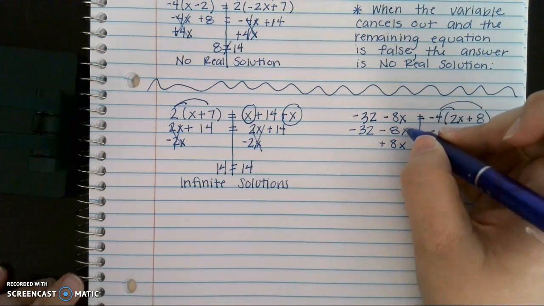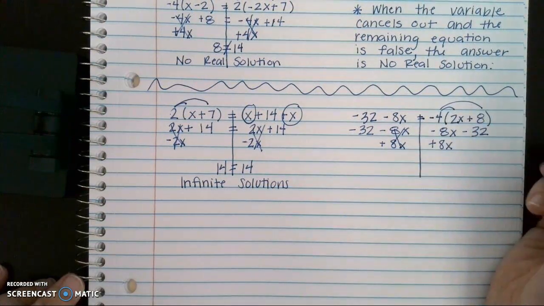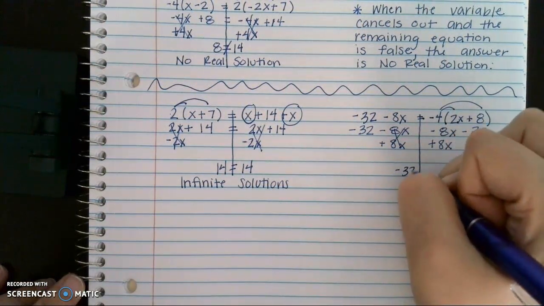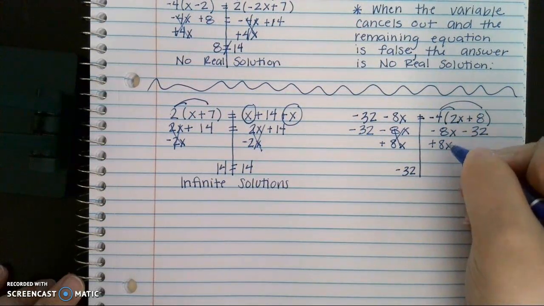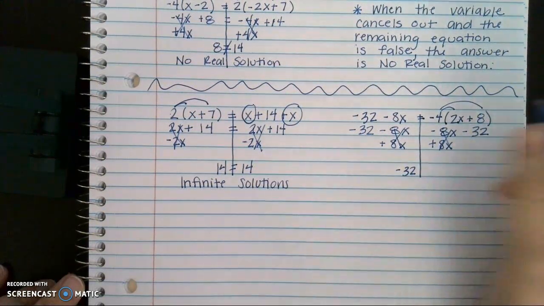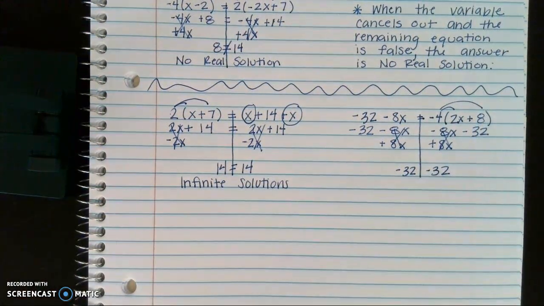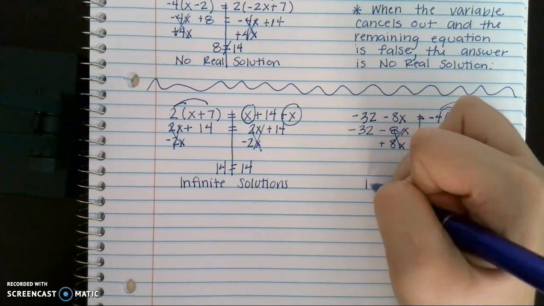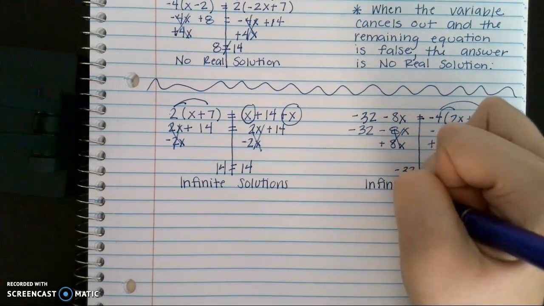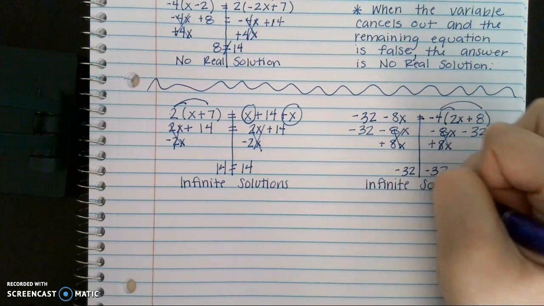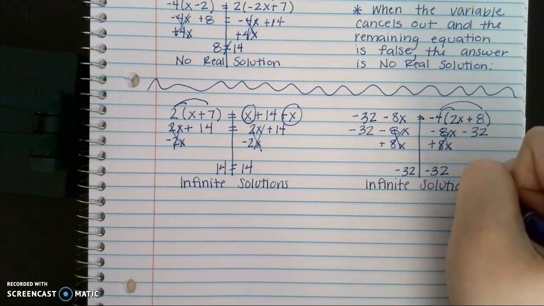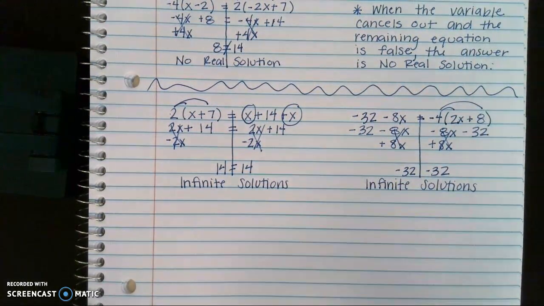Negative 8x plus 8x cancels out. I'm left with a negative 32. Well, the same thing happened. Negative 32 is equal to negative 32. So once again, that's an infinite solutions. I could plug in anything I want for that x, and it'll still make a true statement.